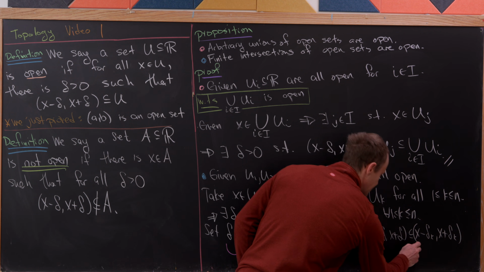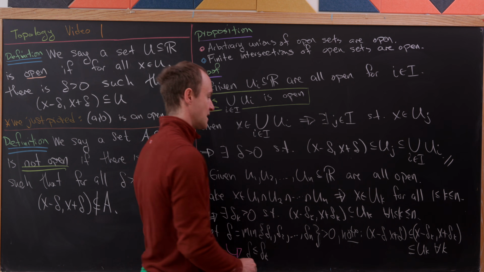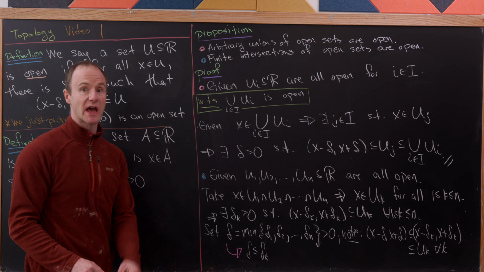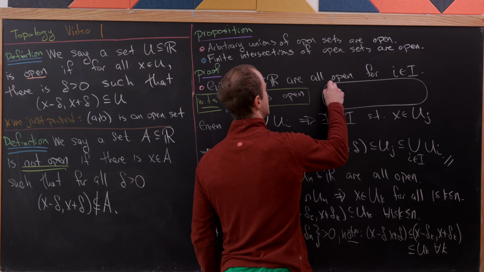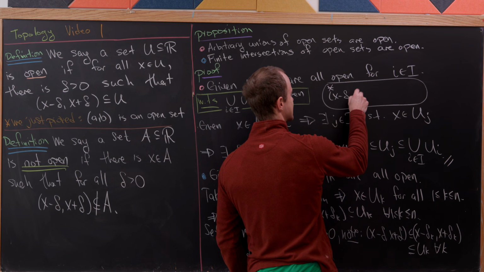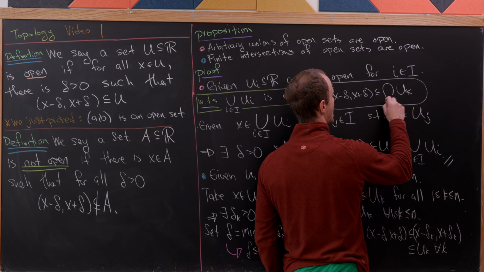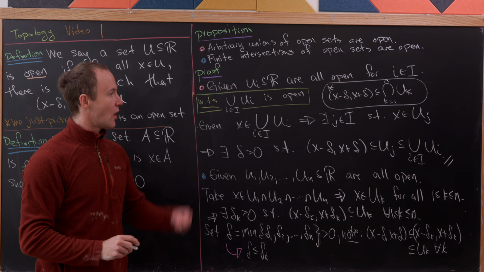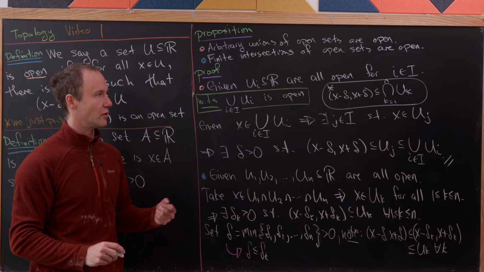But then this is contained within Uk for all k. The important thing is it's a subset of Uk for all k, so bringing the last step up here, we have that x minus delta to x plus delta is a subset of the intersection of all of these Uk's as k goes from 1 to n. Okay, so that's the last thing that we needed to show that a finite intersection of open sets is open.